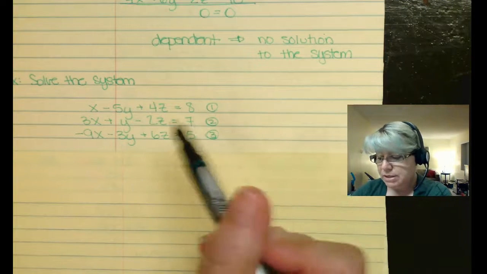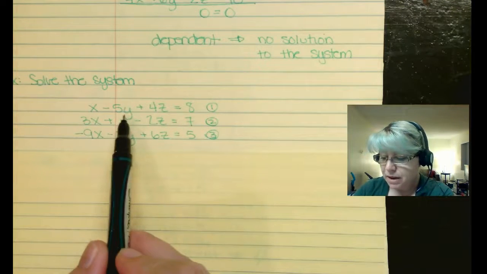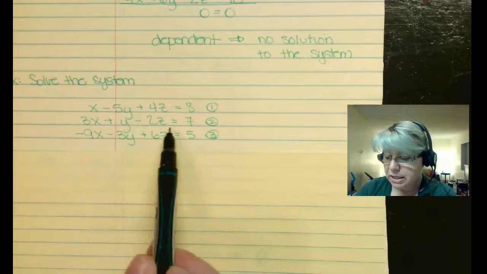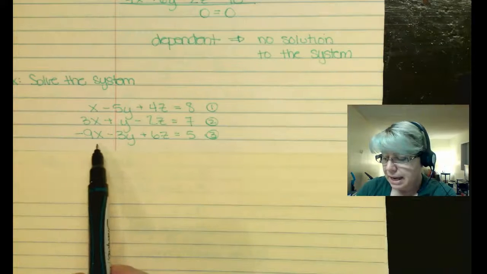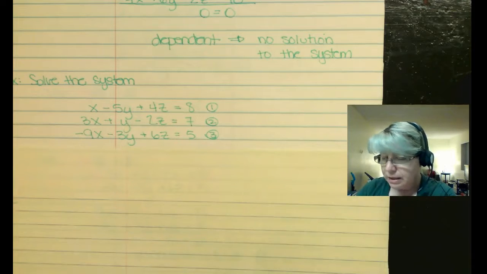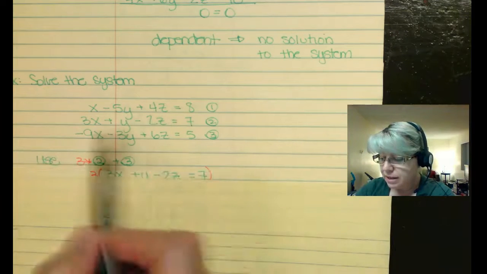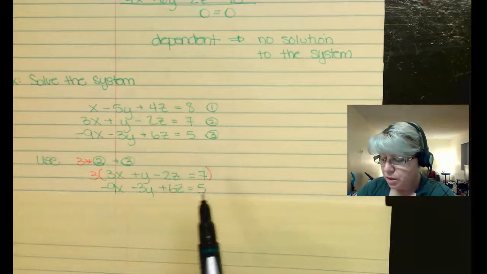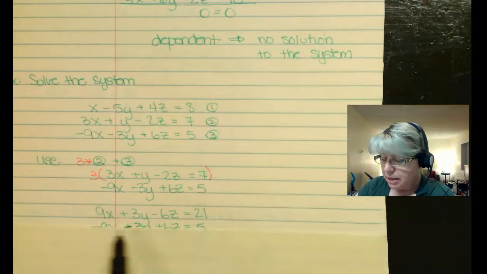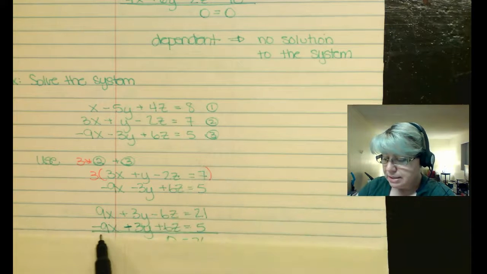Whereas, if you have a system like x minus 5y plus 4z equals 8, 3x plus y minus 2z equals 7, negative 9x minus 3y plus 6z equals 5. For argument, let's multiply the second equation by 3 and add it to the third. When we do that, I'm going to multiply the second one by 3, and I'm going to end up getting 9x plus 3y minus 6z equals 21. The third equation is negative 9x minus 3y plus 6z equals 5.